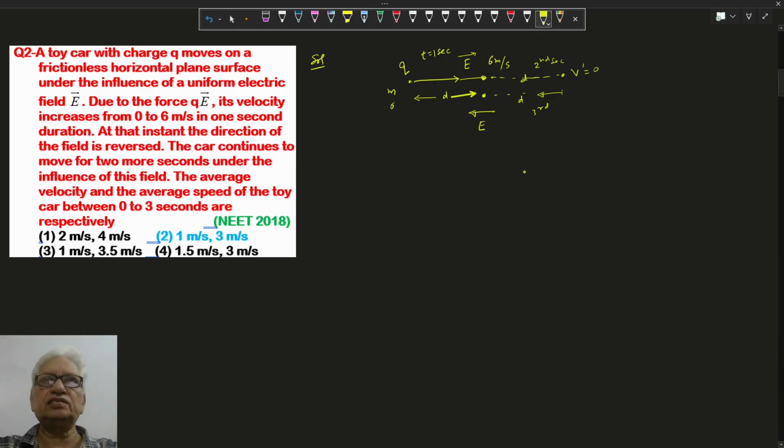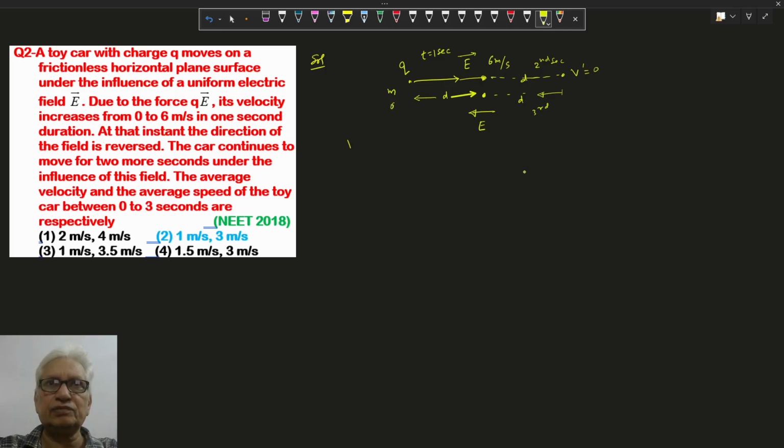Question: q is the charge of the toy car, m is the mass, and in 1 second, because of the electrical field, it acquires velocity 6 meters per second. At this stage, the direction of the electrical field is reversed. Rather than acceleration, we are getting retardation. In the third second, it will reach the point. So, we have to find out the distance and acceleration during the first second.